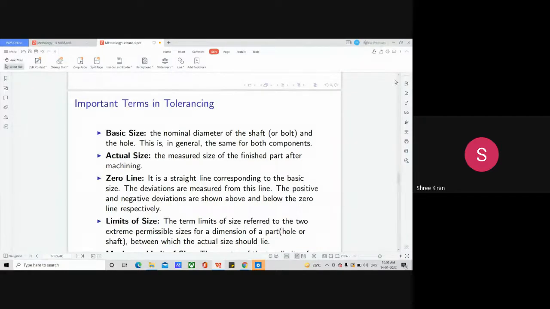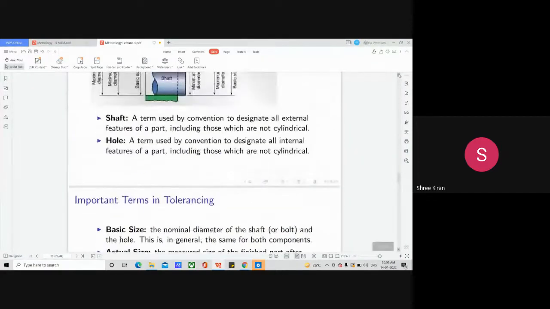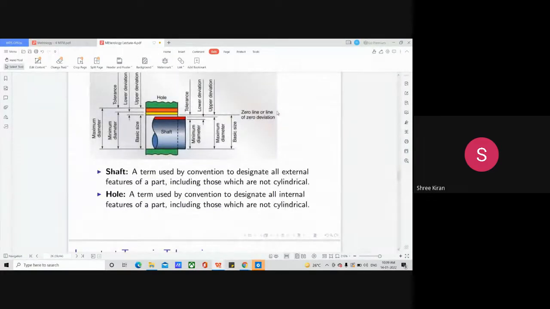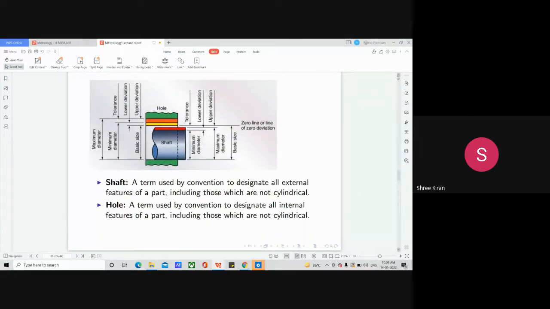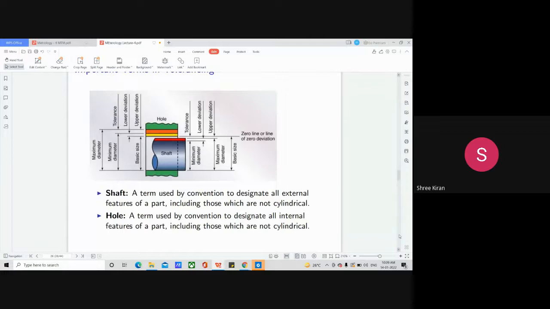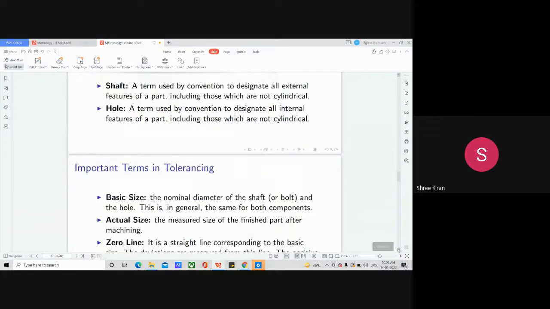Then limits of size. I hope you have seen the zero line over here. This is the zero line, or zero deviation. Then we have the limits of size.